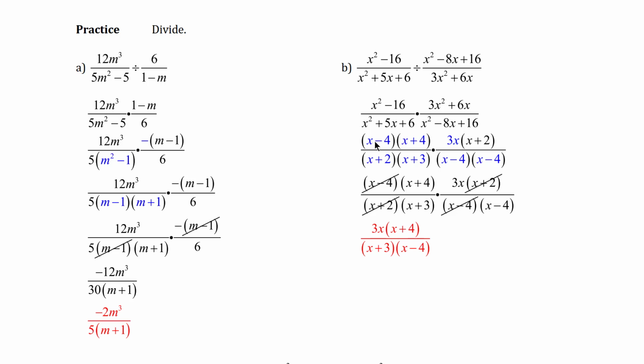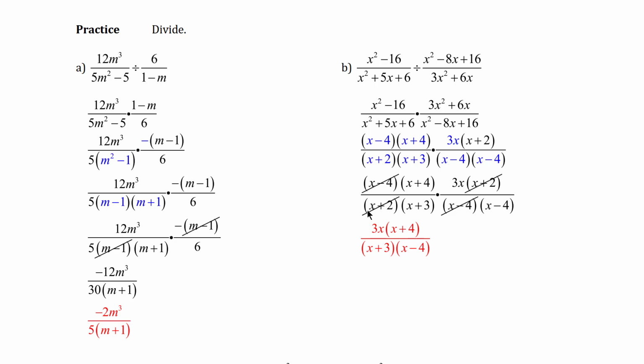The result is parentheses x minus 4 times parentheses x plus 4 divided by parentheses x plus 2 times parentheses x plus 3 times 3x times the parentheses x plus 2 divided by parentheses x minus 4 times parentheses x minus 4. From here, we can cancel out the common factors of the x minus 4s and the x plus 2s on the top and the bottom.